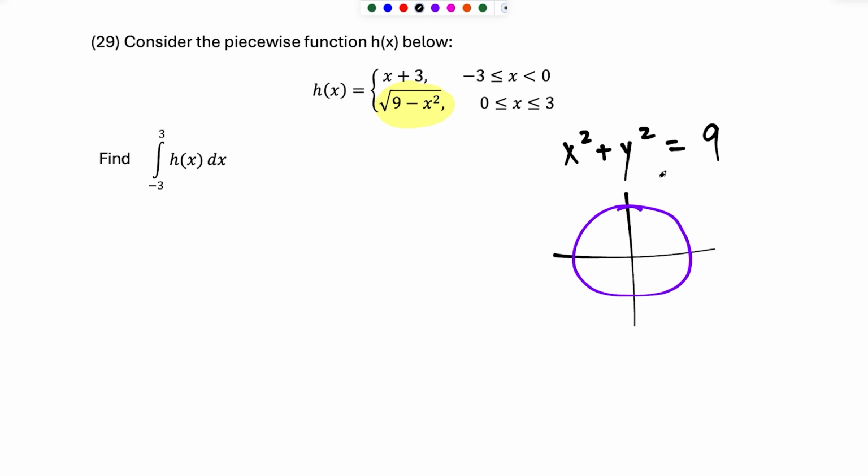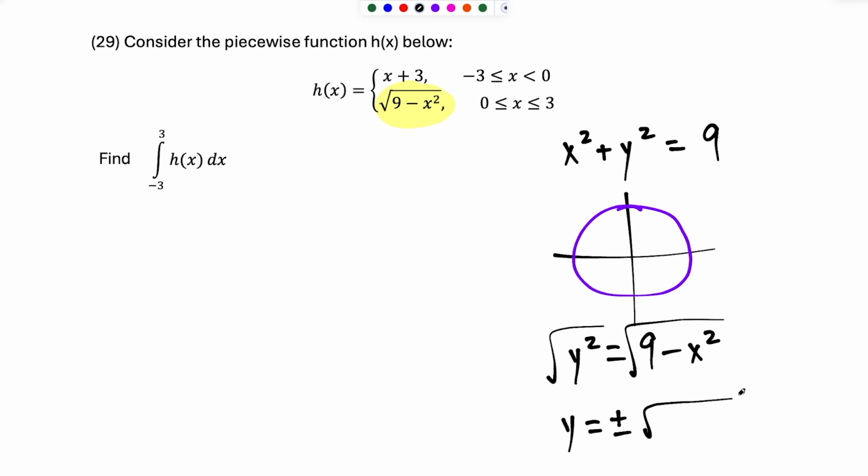But now what I want to do is solve this equation for y. So we have y squared equals, I subtract x squared on both sides, and I get 9 minus x squared. And then if I take the square root of both sides, I get y equals plus or minus the square root of 9 minus x squared. Now, the reason why I have to express this as plus or minus is that a circle is not a function of x. It fails the vertical line test. So the plus and minus are very important.